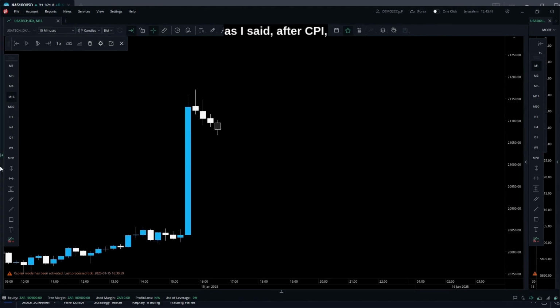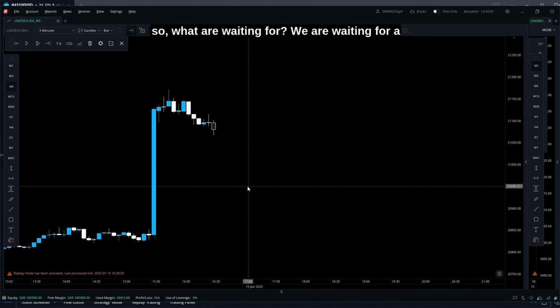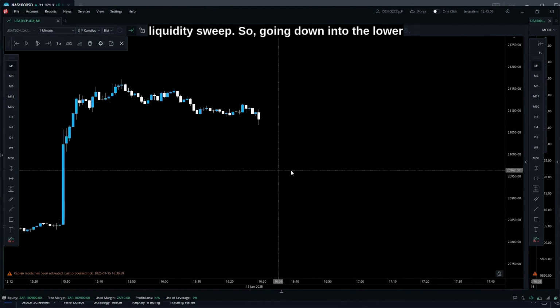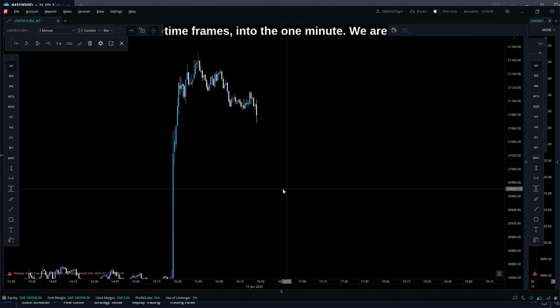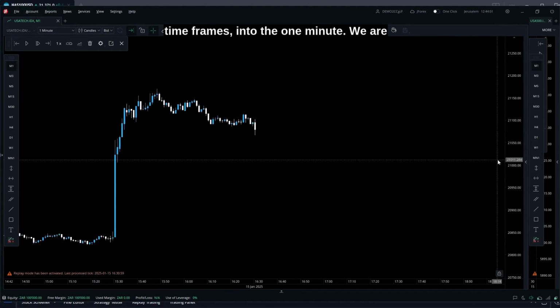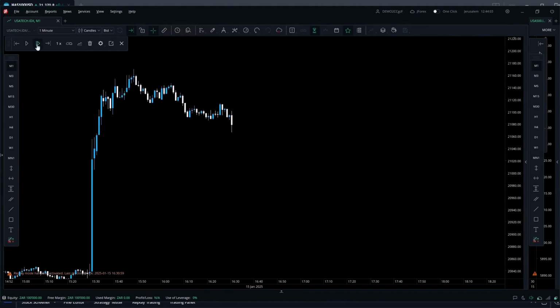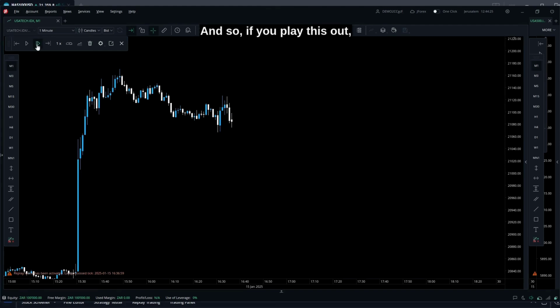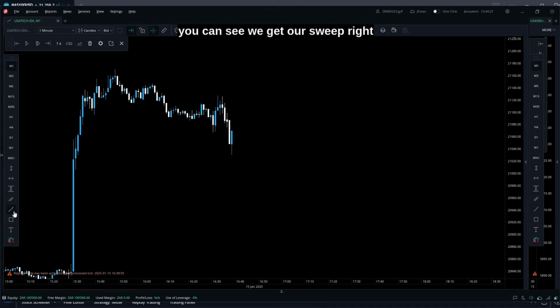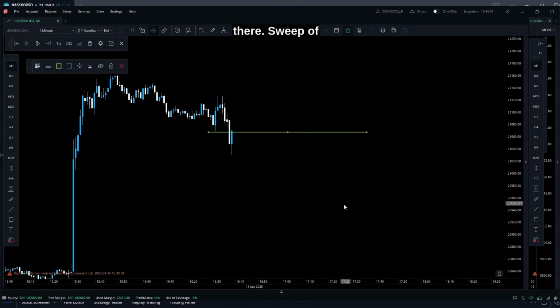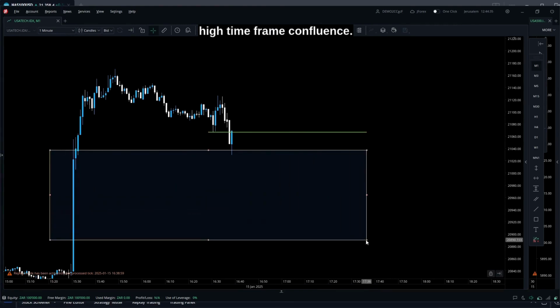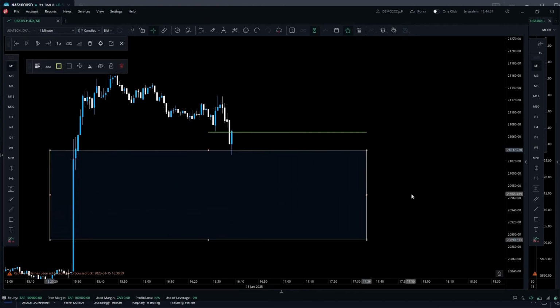And so, as I said, after CPI, price taps into that large fair value gap that's left behind. And so what we're waiting for is a liquidity sweep. So we're going down into the lower time frames, into the 1 minute. We're waiting for our liquidity sweep. And so if we play this out, you can see we get our sweep right there. Sweep of liquidity, rejecting a high time frame confluence.